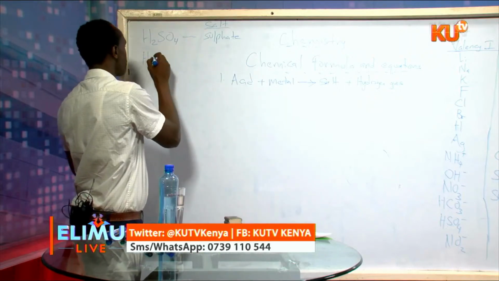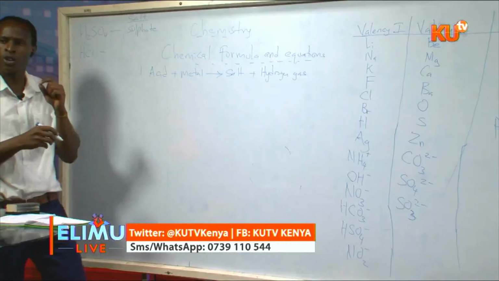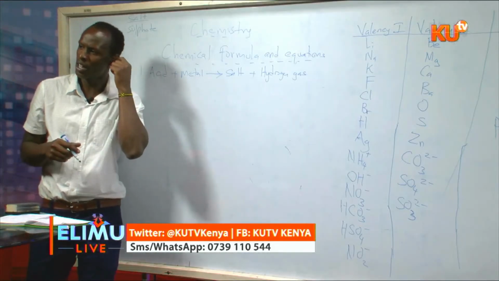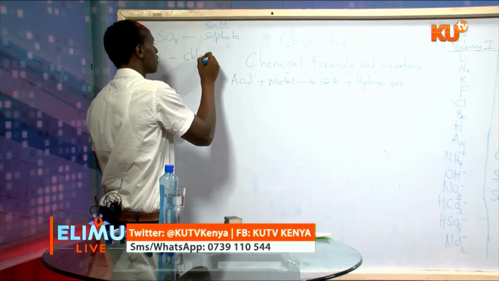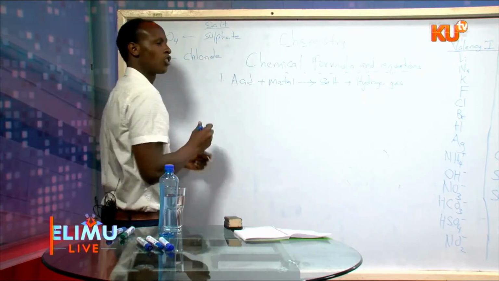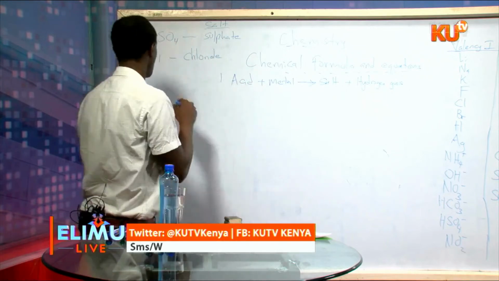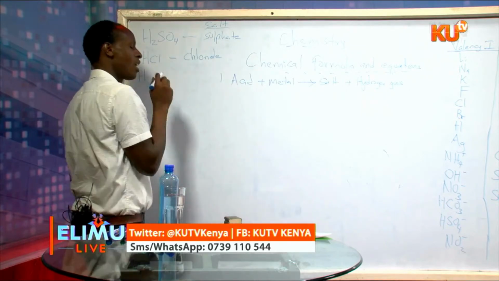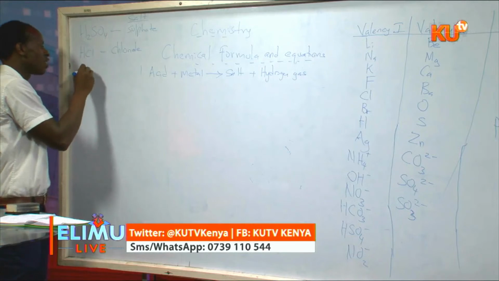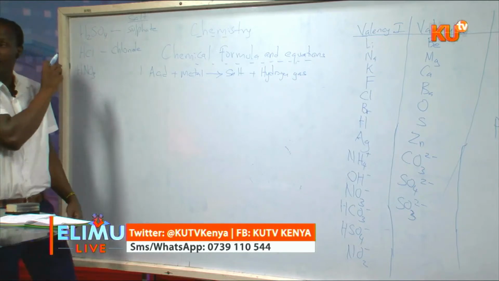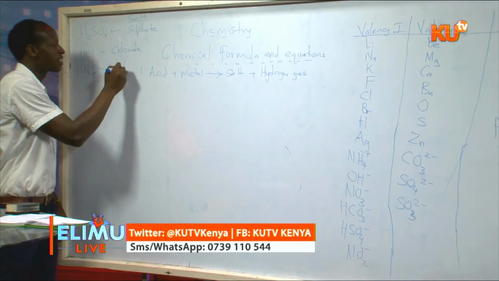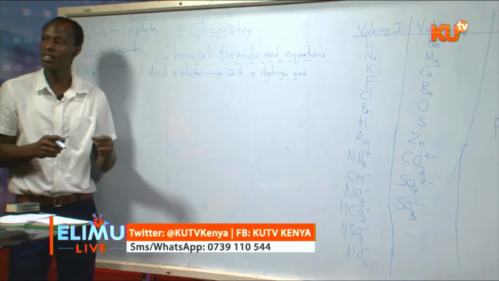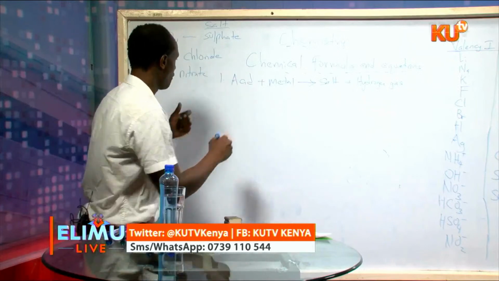We have HCl. This is hydrochloric acid. Anytime you react something with hydrochloric acid, the salt will be a chloride. The salt must be chloride. And the other common acid is HNO3, nitric acid. Nitric acid will always give you a nitrate. So let's say we have sulfuric acid here.